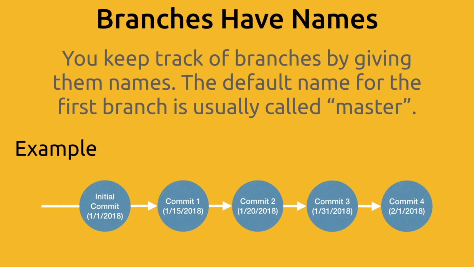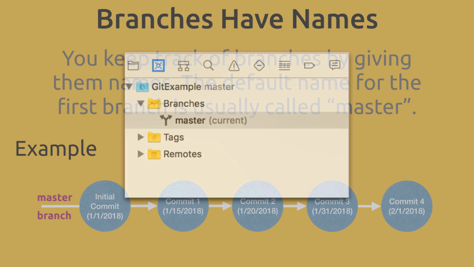And branches are also given names so you can better keep track of them, because there can be more than one branch. By default, the first branch is usually called master or the master branch. In Xcode, you saw the default branch and it has the name master as well. So this is usually the first branch that you always start with, which is the master branch, and all of your commits will happen on the master branch.